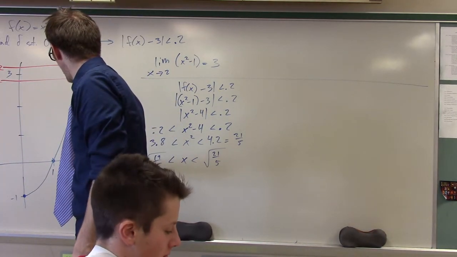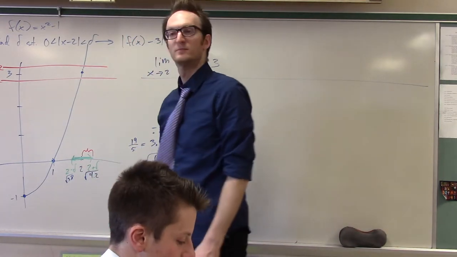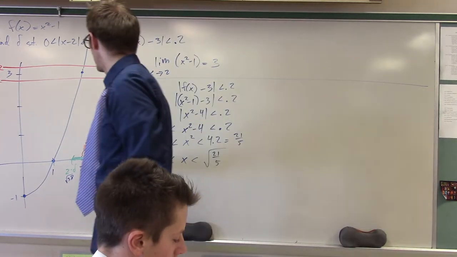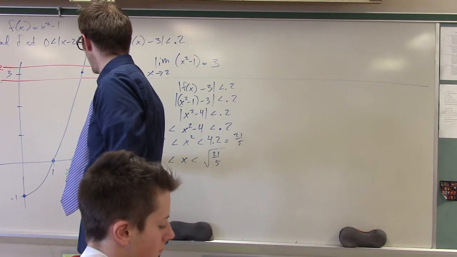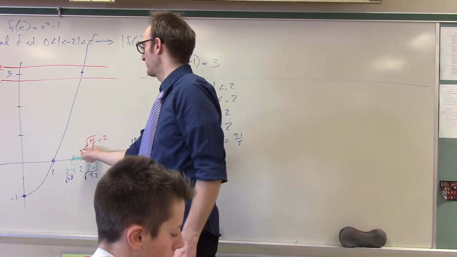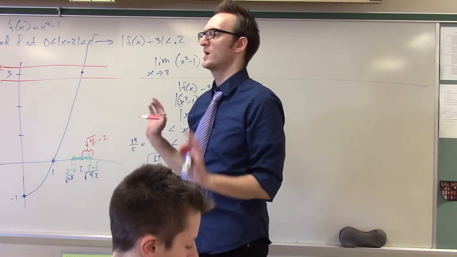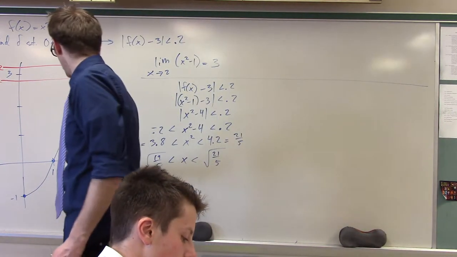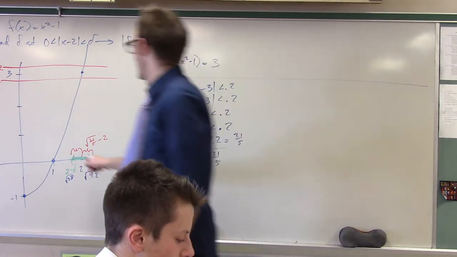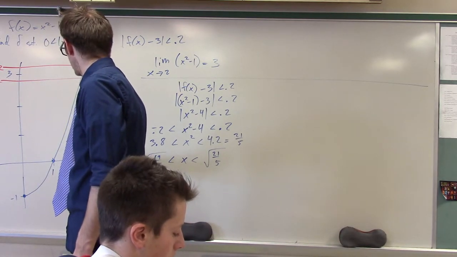So let's do this. How far apart is that gap? It's root 21 fifths minus 2, right? Because root 21 fifths is out here, and root 21 fifths is bigger than 2. So that distance is root 21 fifths minus 2. Agree? Okay, and now it's getting kind of complicated. What's that other distance? That distance is 2 minus root 19 fifths.